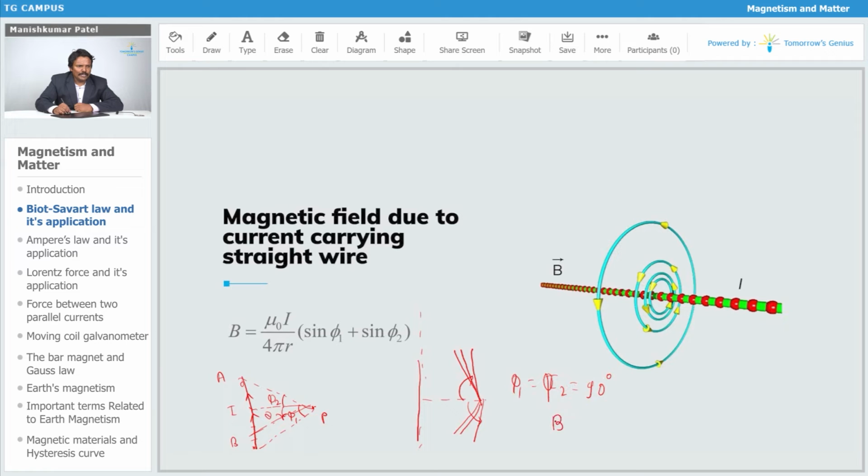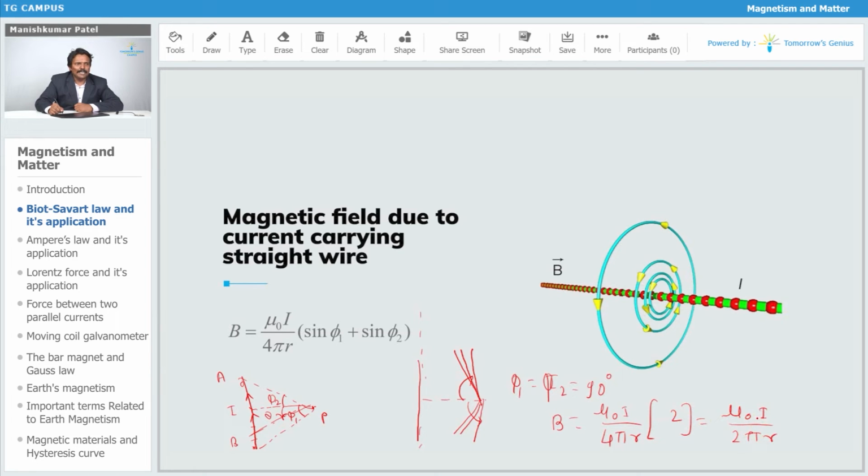Then you can write B equals mu 0 I upon 4 pi r, then sine 90 plus sine 90, which is 1 plus 1, which is 2. So then you can write it down as B equals mu 0 I upon 2 pi r.